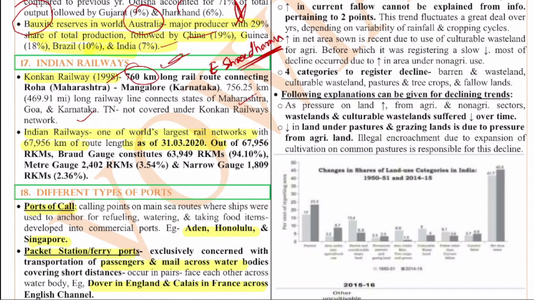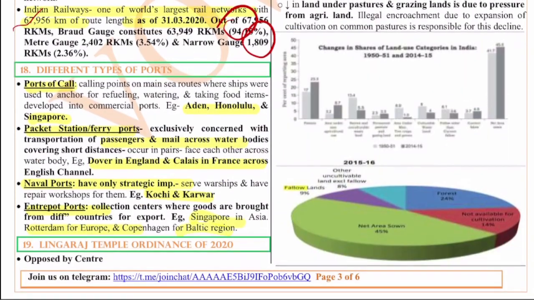Next, Indian Railways is one of the world's largest rail networks with 67,956 kilometers of route length, and out of the 67,000 kilometers, about 63,000 kilometers is broad gauge, that is about 94%. Only 3.5% is meter gauge, and about 1,000 kilometers is narrow gauge. Right. Next, different types of ports.